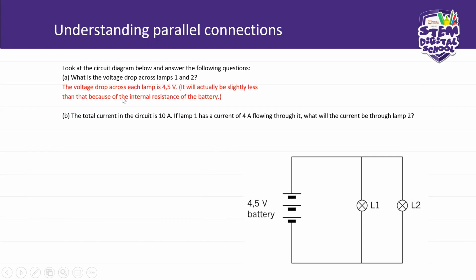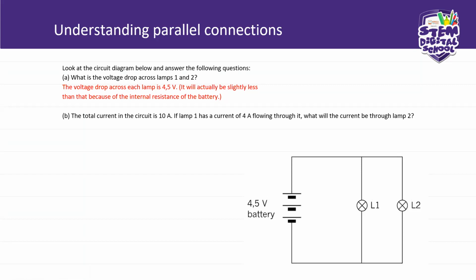The voltage drop across each lamp is 4.5 volts, okay? It will actually be less than that because of the internal resistance of the battery. Sometimes if you take a 9V battery and use your multimeter to measure the voltage, you may not find 9 volts. It can be lesser, but I've seen voltage being more.